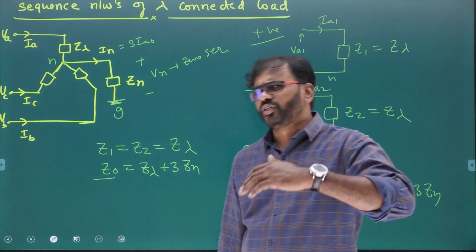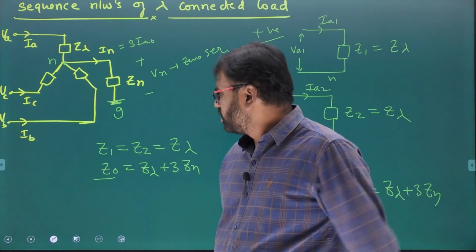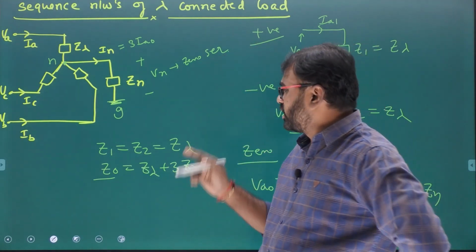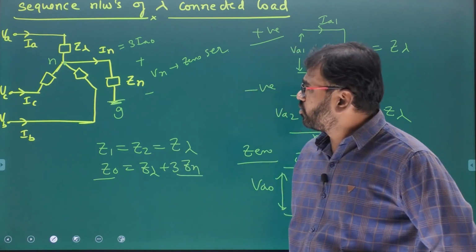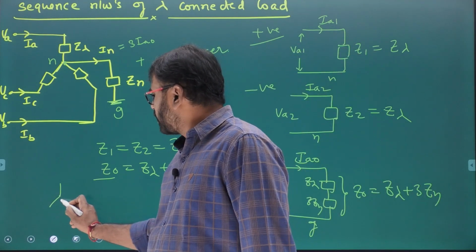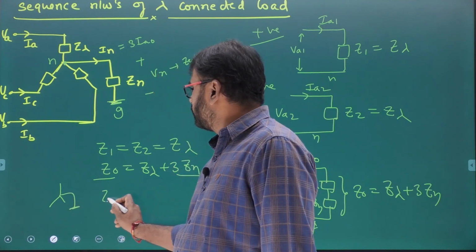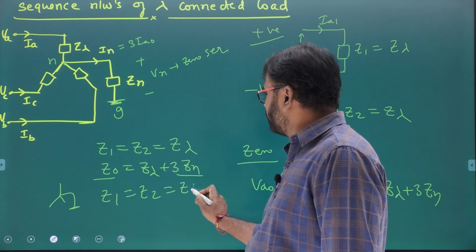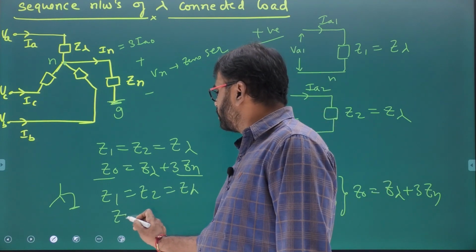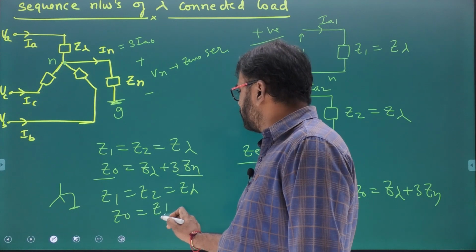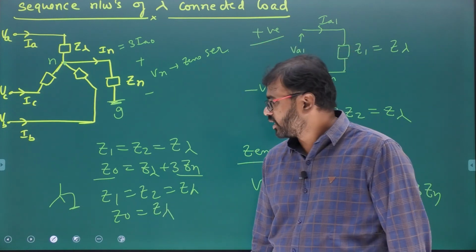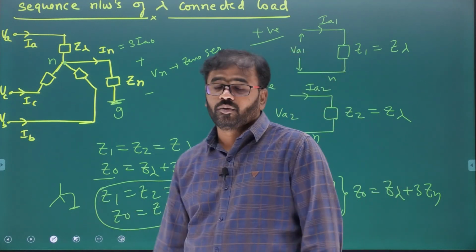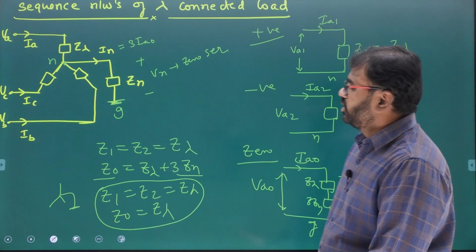This is true for generator, transformer, transmission line, anything. When you are drawing the zero sequence equivalent circuits, the neutral is the reference, ground is the reference, and neutral impedance will definitely influence. For example, if the neutral is solidly grounded, then Z1, Z2 are Z star only. They are not going to change. But what about Z0? Simply Z star. So if the neutral is solidly grounded, the positive, negative and zero sequence impedances of a star connected load are always the same.